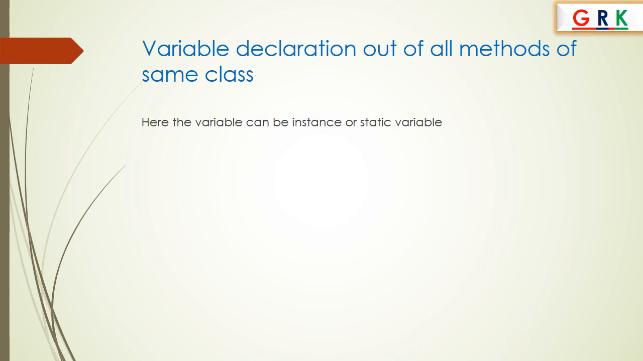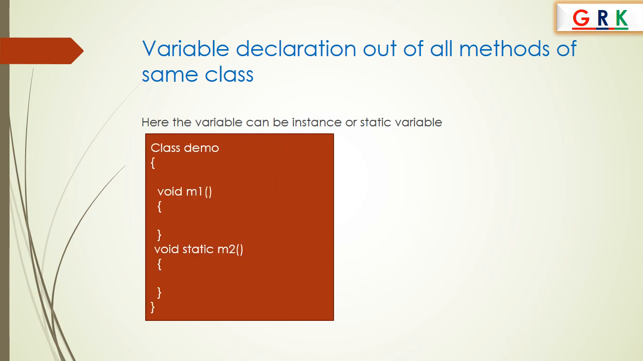Next, the third type is a variable that can be declared outside of all methods but in the same class. Here these variables can be instance variables or static variables. We will discuss these two types of variables with two different examples. First, let us see.